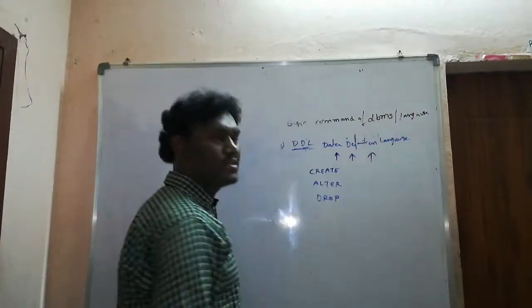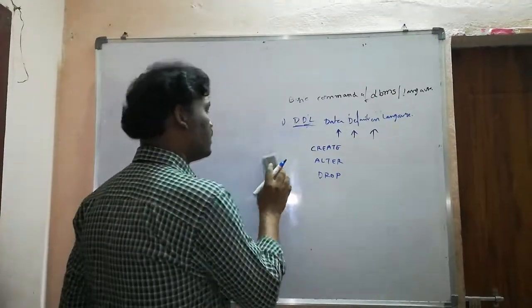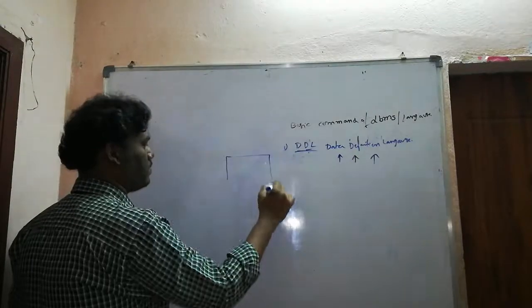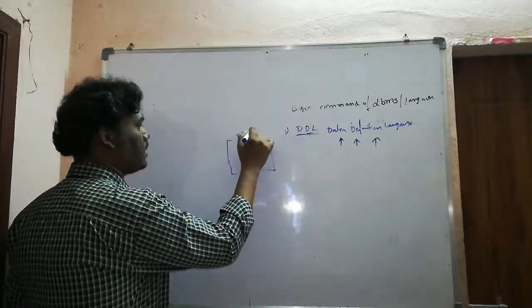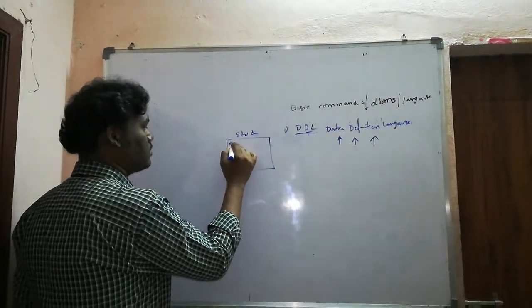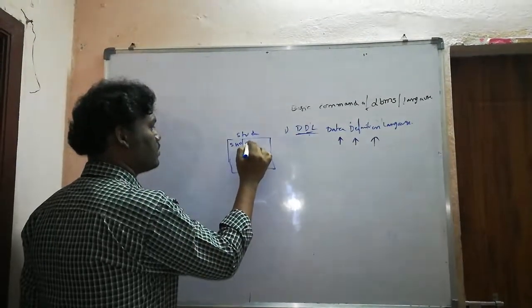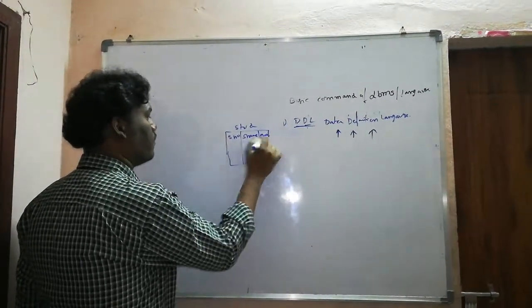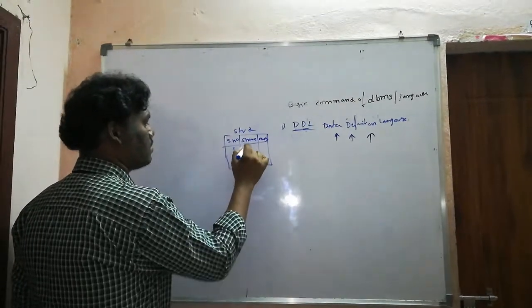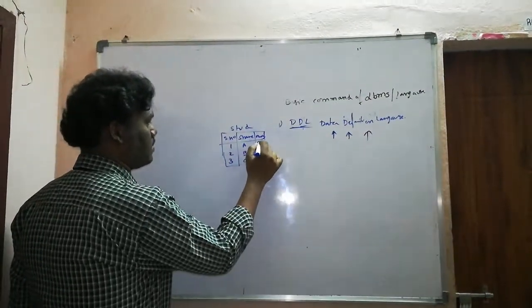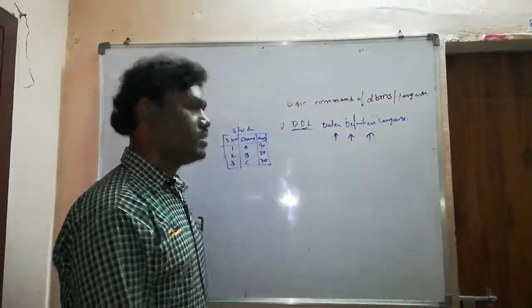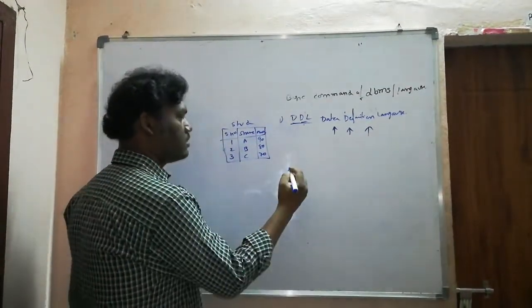So these are the basic commands. Now we are creating one student table like this. For example, this is the student table, named stud, with student number, student name, and marks. For example, 1, 2, 3, A, B, C, 90, 80, 70. Maybe this is the student table. Then how are we creating this table?